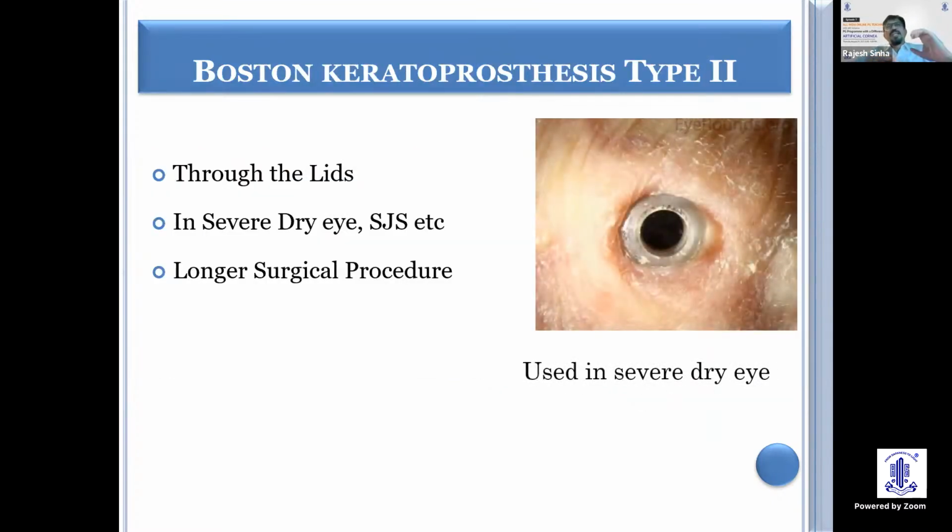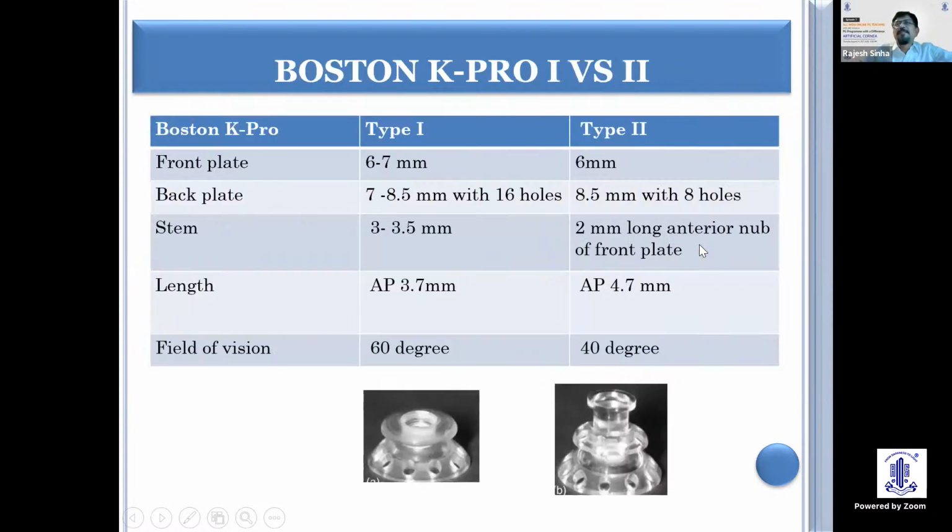Type 2 is through the lids. In severe dry eye, Boston keratoprosthesis type 2 can be used, and it has a longer surgical procedure. It has a 2 millimeter nub, which protrudes through the lid. So this is the basic differentiating feature between the Boston keratoprosthesis type 1 and type 2.